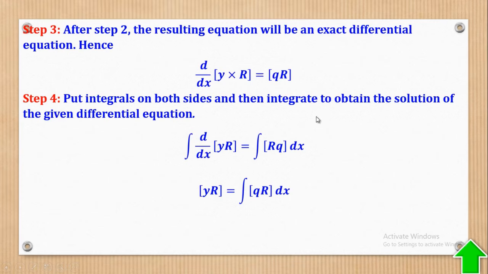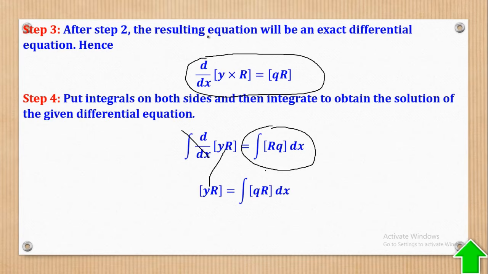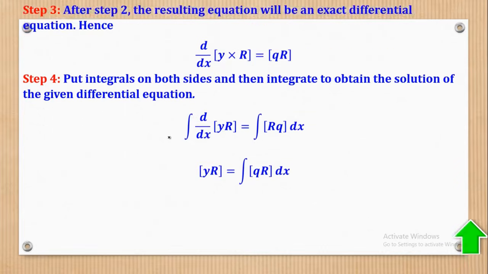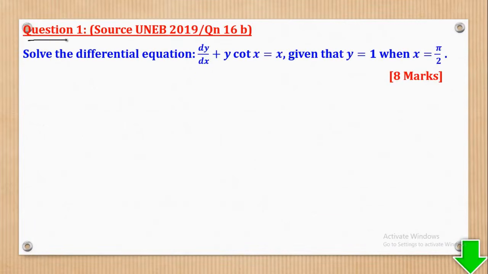So I'll put integrals on both sides. The left hand side is easier because the effect of the integral and derivative cancels, and you remain with yR, but for the right side you have to use the methods of integration to come up with the integral. What you should be keen at is step 3, because it is very, very vital. With that, let's go through some questions. Question 1 came from UNEB 2019, paper 1, question 16b, and says solve the differential equation, given that y is equal to 1 when x is equal to pi over 2.